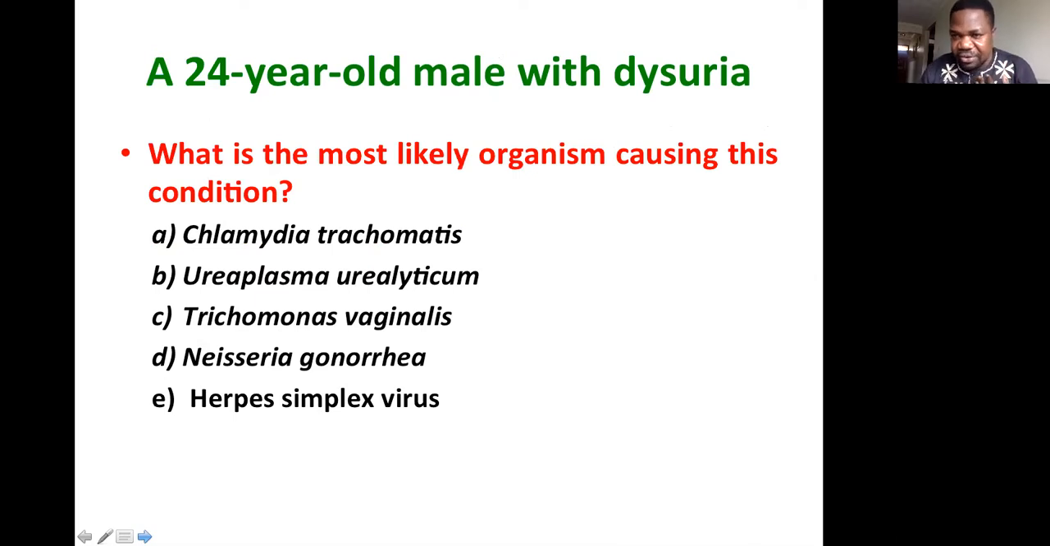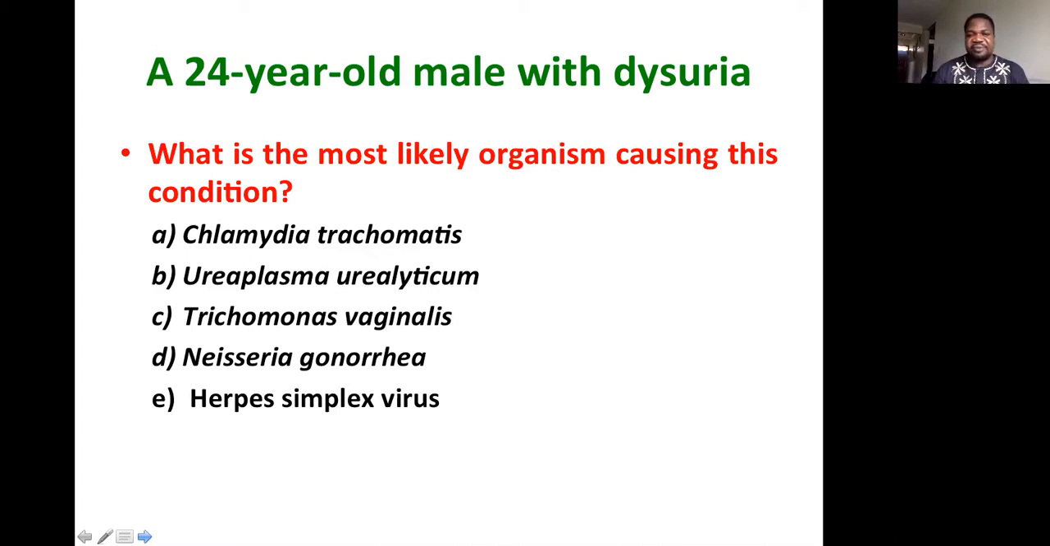Is it Chlamydia trachomatis? Yes, Chlamydia trachomatis is one of the causes of non-gonococcal urethritis. Ureaplasma urealyticum, yes, it can cause it. Trichomonas vaginalis can also cause it. Neisseria gonorrhoeae, no, it causes what we call gonococcal urethritis. Herpes simplex virus is very rare.